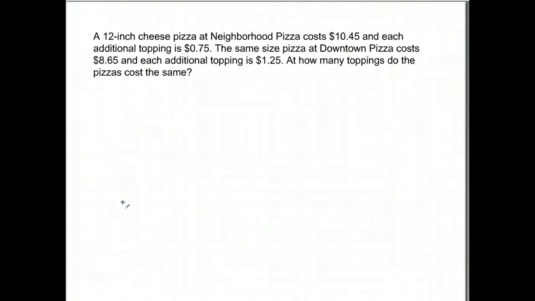All right, a 12-inch pizza at Neighborhood Pizza costs $10.45 each. Additional topping is 75 cents. The same pizza at Downtown Pizza costs $8.65. Each additional topping is $1.25. So one of them you pay $8.65 and then $1.25 a topping. The other you start higher at $10.45 and pay 75 cents a topping, so less per topping. At how many toppings do the pizzas cost the same? When are they the same amount?